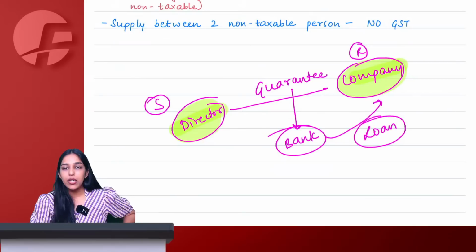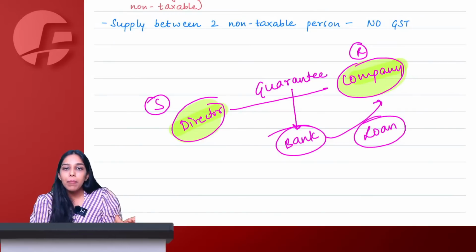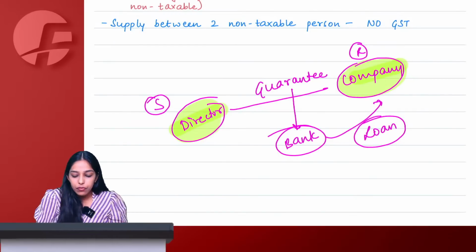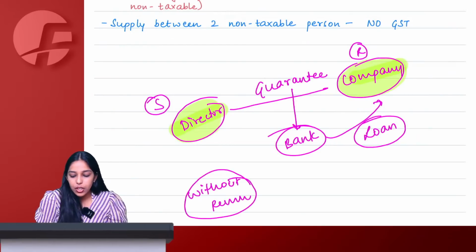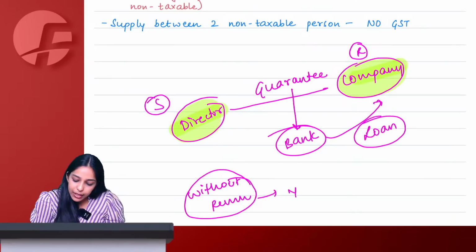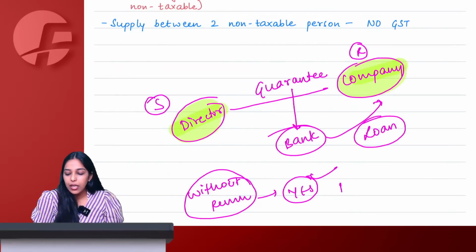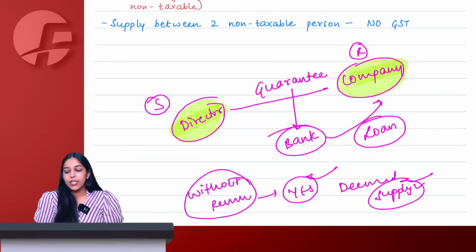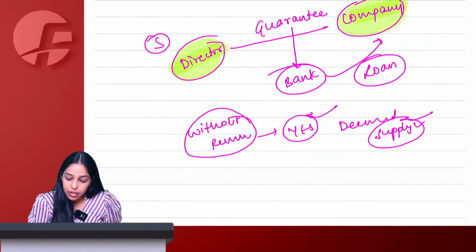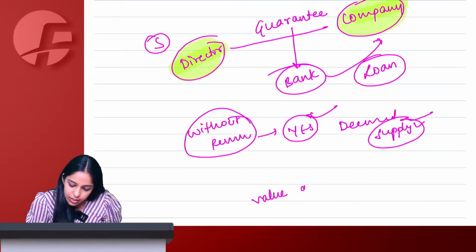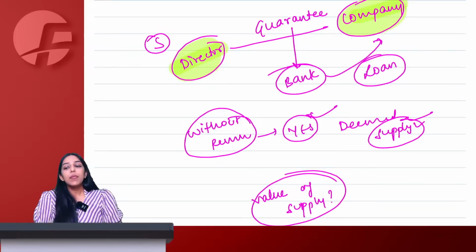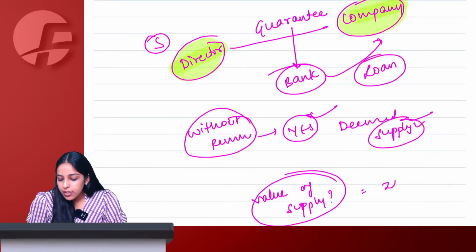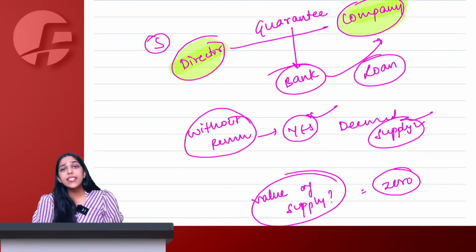So, if the director is giving a guarantee to a bank on behalf of the company without charging remuneration, will it be considered as deemed supply? The answer is yes, it will be considered as deemed supply. It is a supply under GST. Then the next question arises, what will be the value of this supply? The answer is 0. Why 0, ma'am?